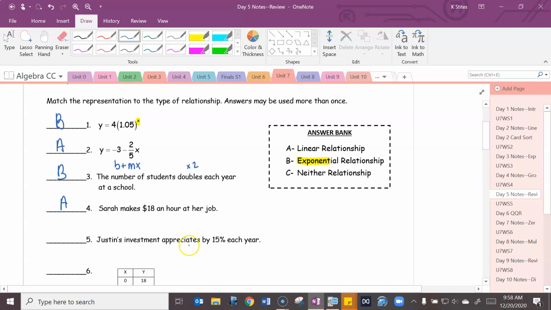Justin's investment appreciates by 15% each year. Appreciates means it's increasing and we have a percent here. That would be exponential. Specifically, it would be exponential growth.